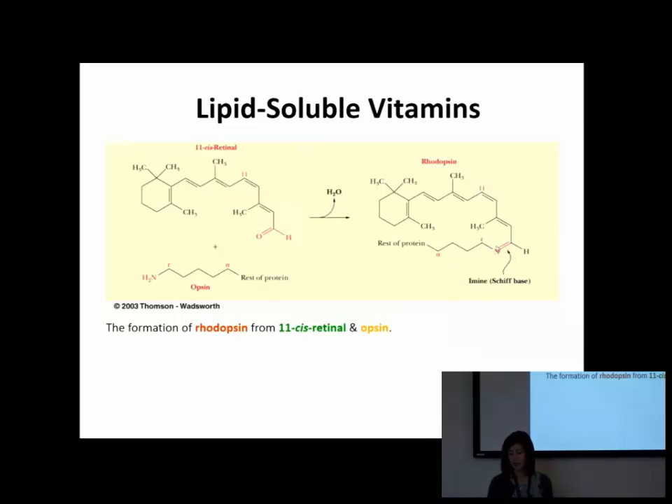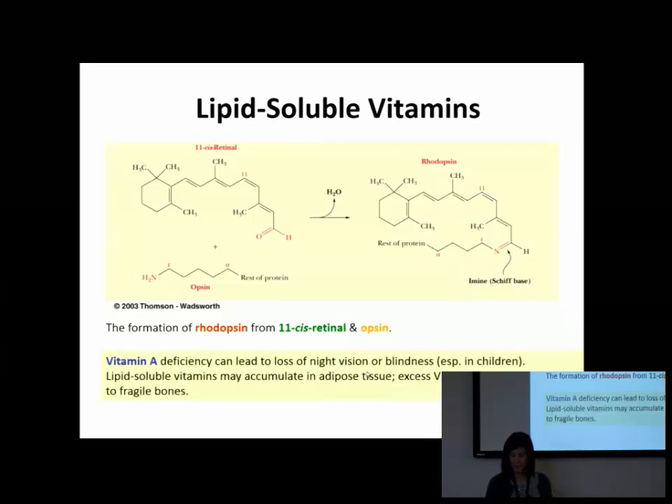If we do not have enough vitamin A, you can go blind. I think I had a neighbor growing up that couldn't see at night, and she had a terrible, terrible diet. So I think in that she did not have enough vitamin A. And again, vitamins may accumulate in fat tissue.